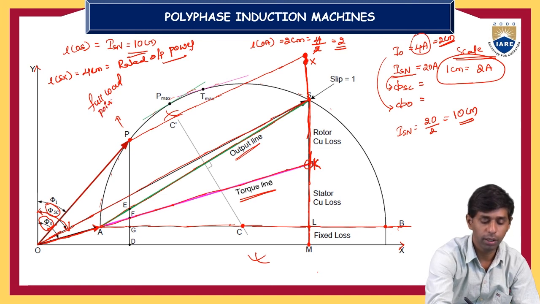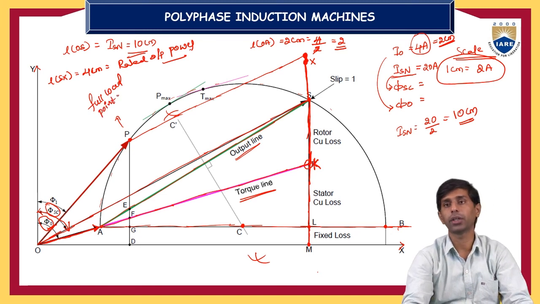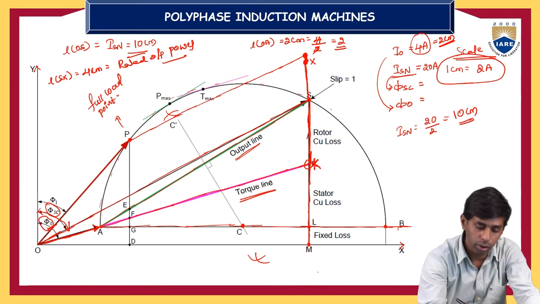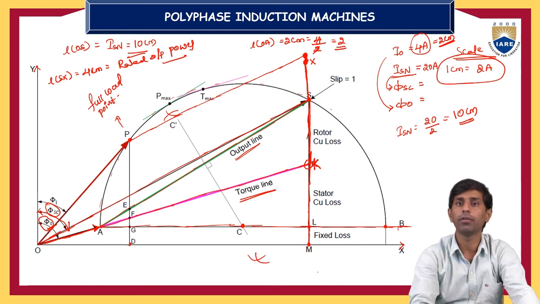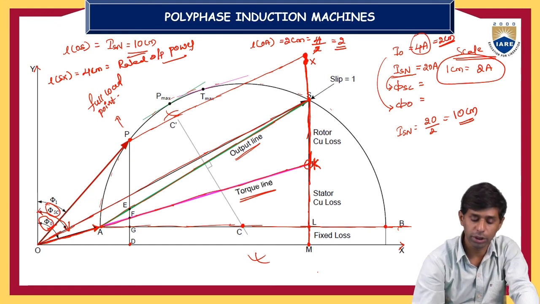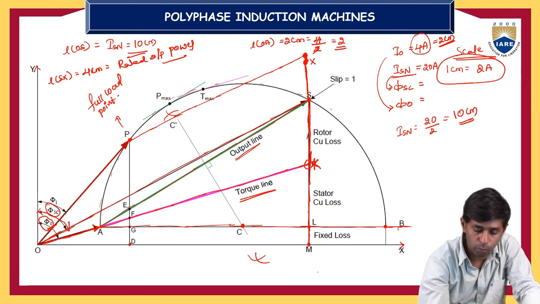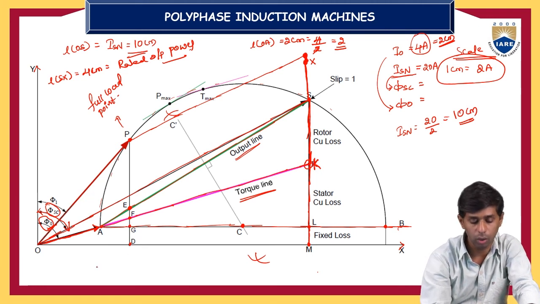The point P will be the full load point of the induction motor. Now drop a line from P to the x-axis, which intersects your output line at E, your torque line at F, and your AB line at G, and the x-axis at D. Now the length of GD represents the fixed losses. These are constant irrespective of the load current.